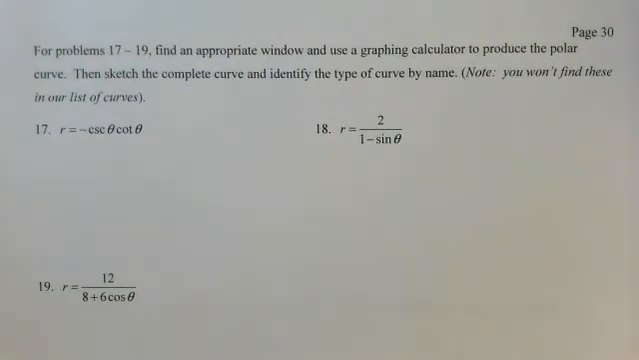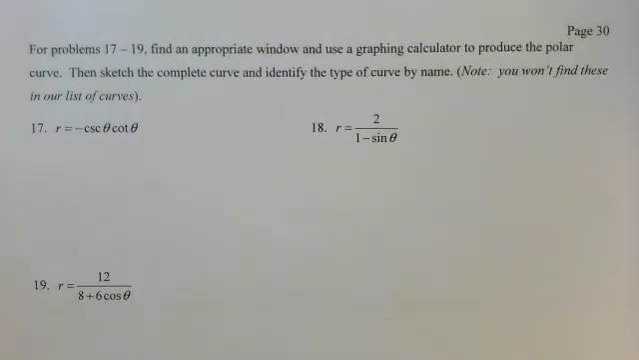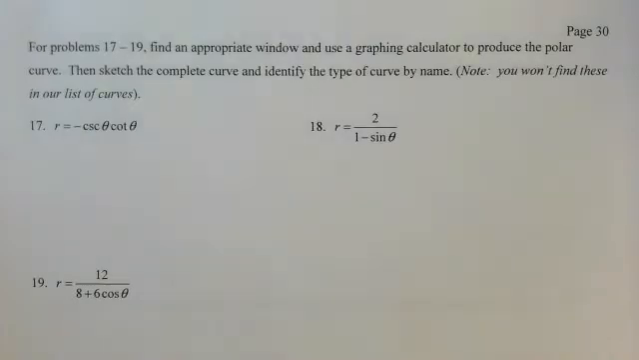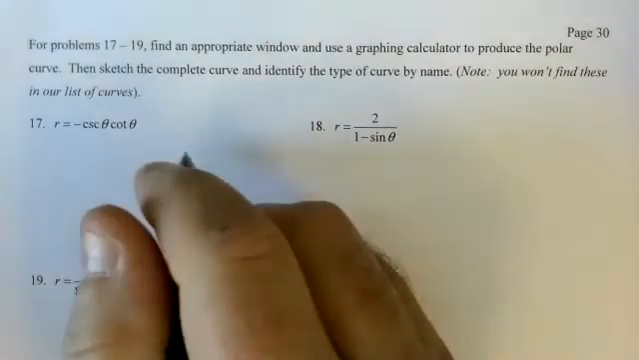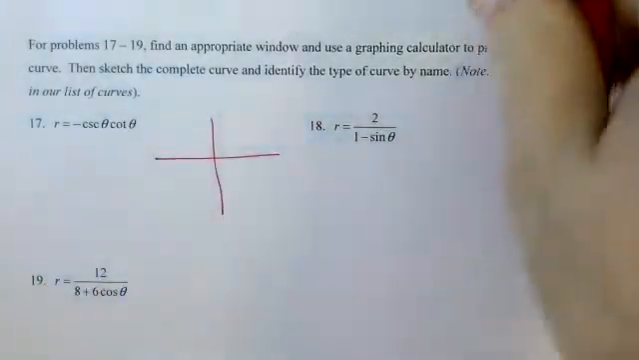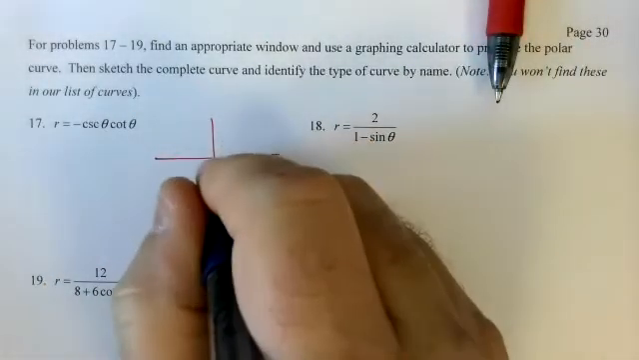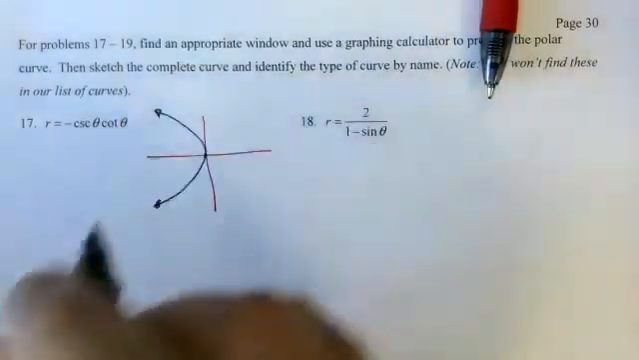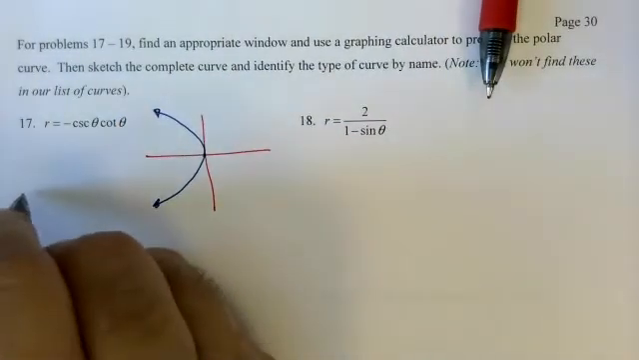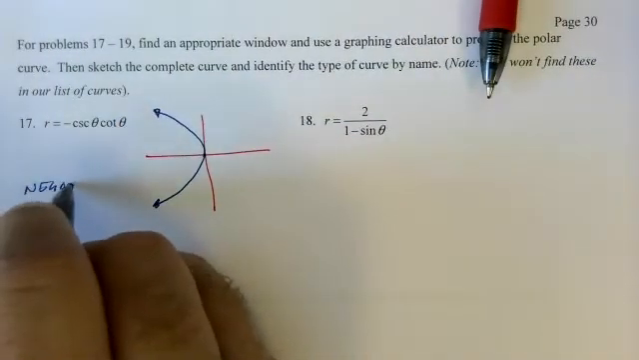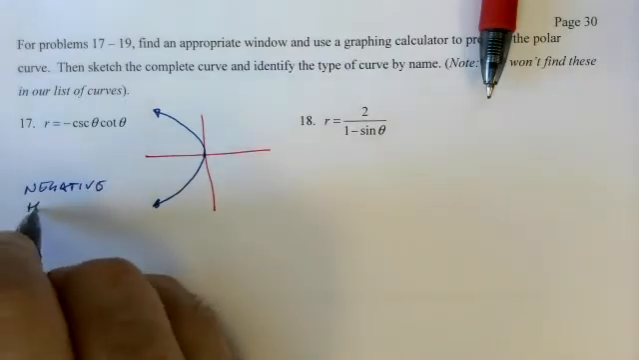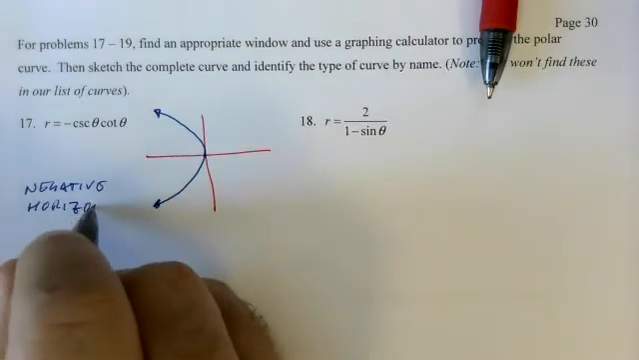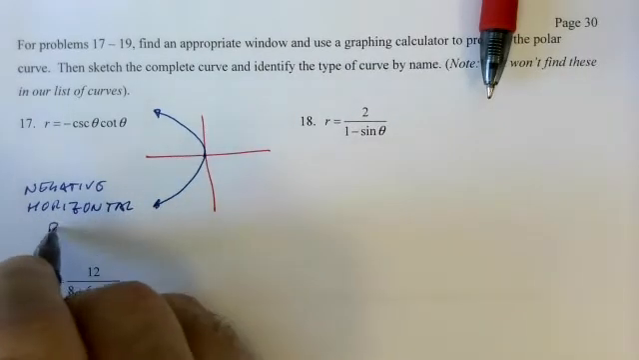Find, as appropriate, use a graphing calculator, principal curve, sketch the curve, then type of curve. Right? These are not on our list of curves from our notes. We graph this, we get this. This is a negative because it goes to the left. Horizontal parabola.